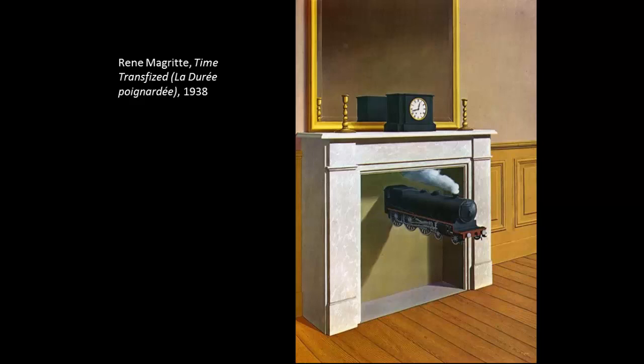So in French, I wanted to include the French title because I wanted to talk about its literal translation. La durée poignardée literally means time stabbed, as in with a dagger or a sword. So you can sort of read that the train is that dagger through time in this painting, that it just doesn't make any sense, that it's the effect that Magritte's images have. They just sort of stop everything you're doing, and then you try to make sense of them. So this is a really good example of the goals of the surrealists, make you question these ideas, or are we looking at a dream world?